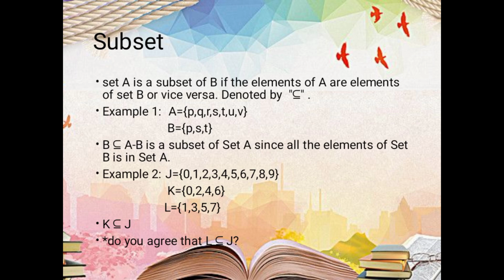So, K is a subset of J since all the elements of set K are in set J. So we have a question here. Do you agree that L is a subset of J? Yes, that's correct. Because set L is a subset of J since all of set L is in the set J.